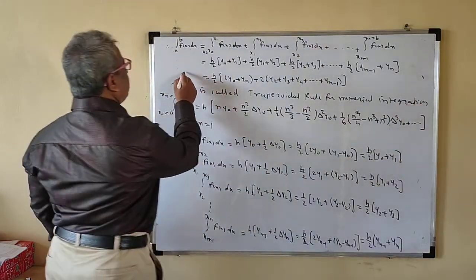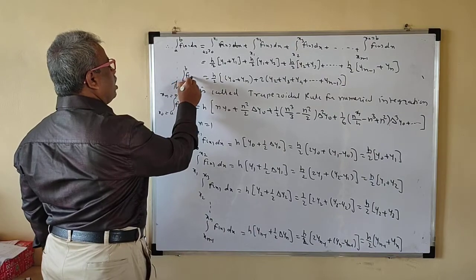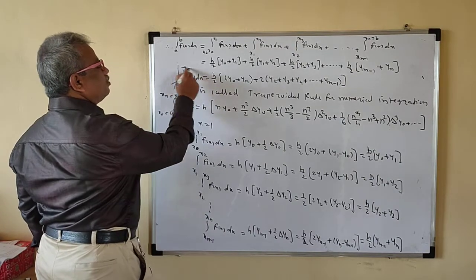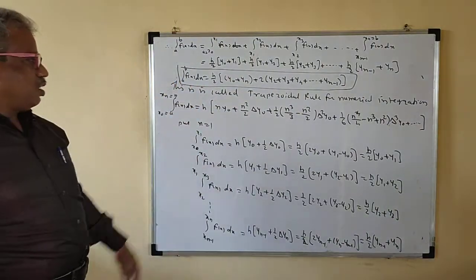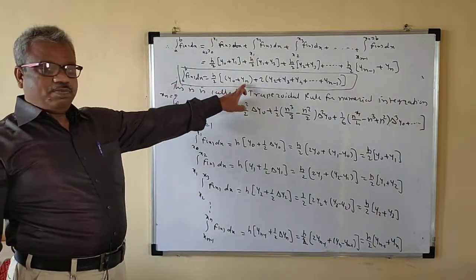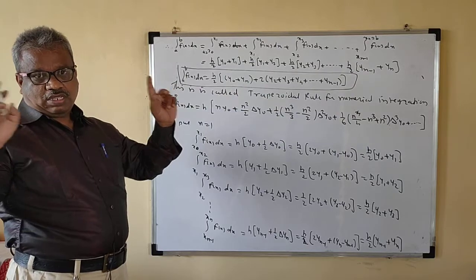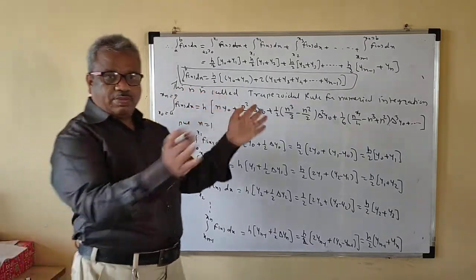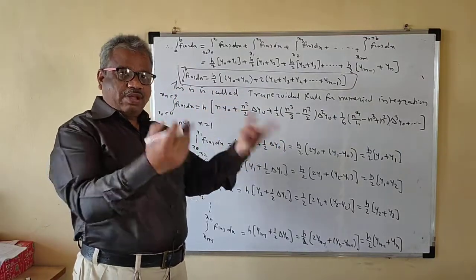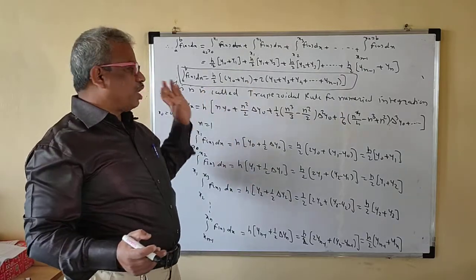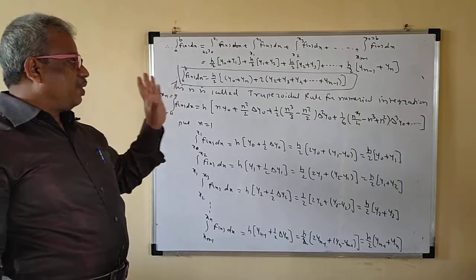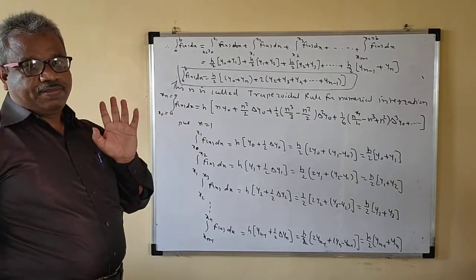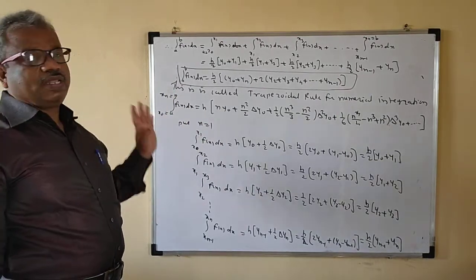So you have to remember this: the integration from a to b of f(x) dx is this. This is the formula: h by 2 times (y0 plus yn), that means the first and last point, and all the middle values you have to take the sum of and take twice that. So h by 2 is there. Okay, so this is the trapezoidal rule for numerical integration. You should remember this as the formula.